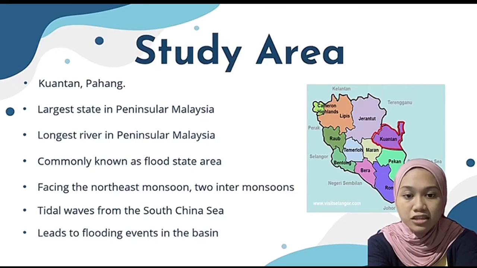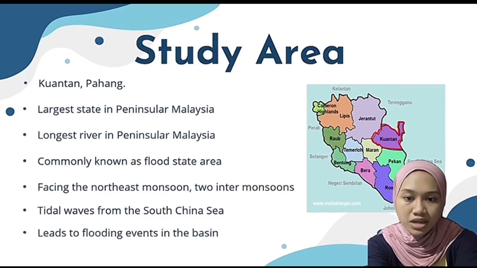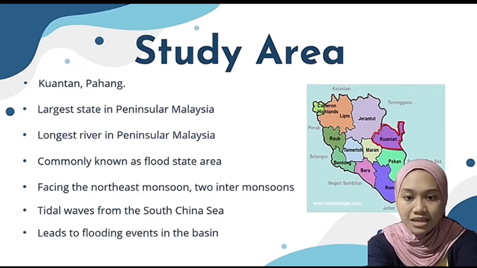We believe this is because Kuantan is located on the East Coast, where it always faces the northeast monsoon and two inter-monsoons. We can also say that the flood events there occur as it experiences the tidal wave from the South China Sea.